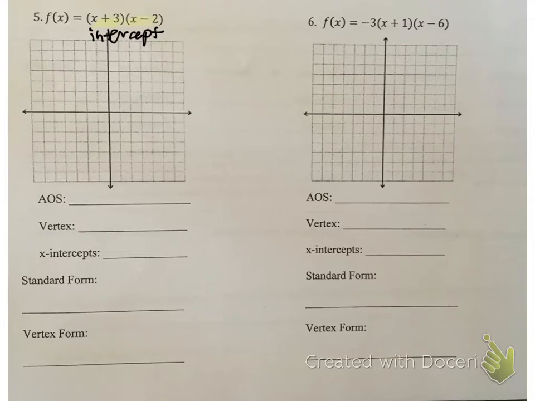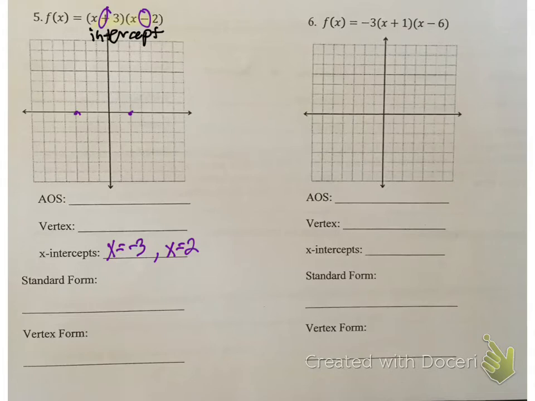So I set each one of the things in parentheses equal to 0, so I take the opposite sign. So x is negative 3, and x is equal to a positive 2. So I just take the opposite signs. It's like setting them equal to 0 or solving when you're factoring. So I'm going to plot those points. I'm going to plot my negative 3, and I'm also going to plot my positive 2. You can kind of see that.